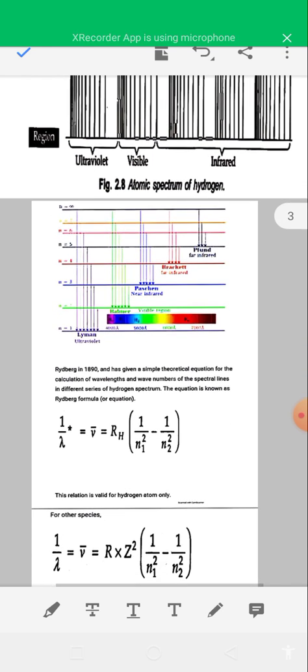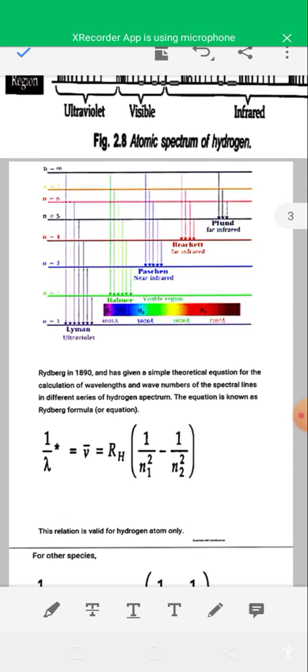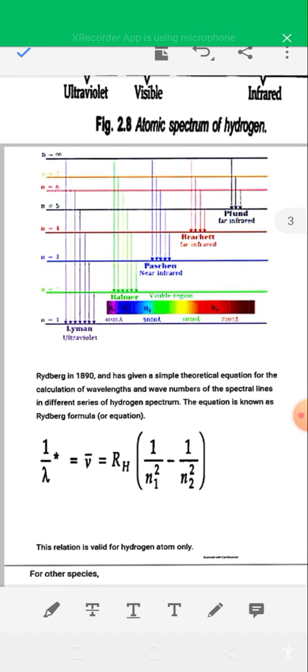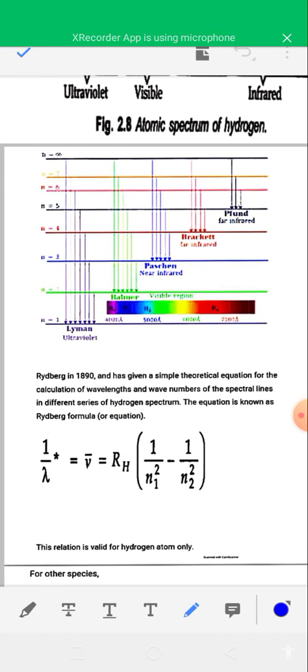Okay, now see what is the cause of this different series in the atomic spectrum of hydrogen. This is due to different types of electronic transition from a defined energy state to a defined energy state. For example, if electronic transition occurs into the first shell, that is n equal to 1, from a higher energy shell, that is a higher energy orbit, that is from n equal to 2, n equal to 3, n equal to 4, then you will get the Lyman series in the ultraviolet region of light.